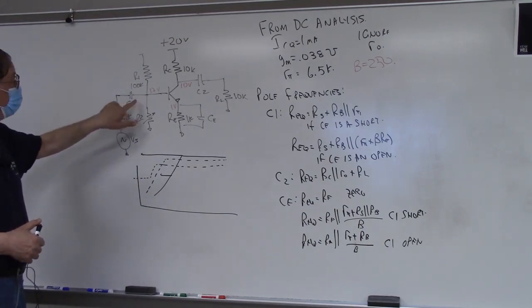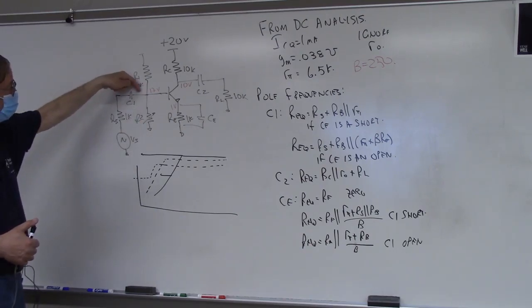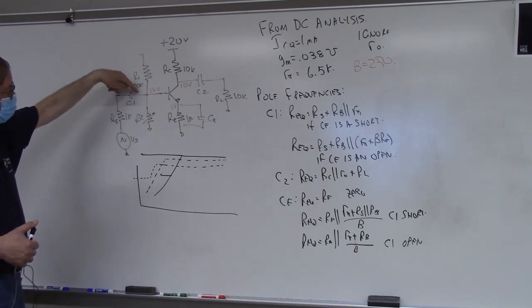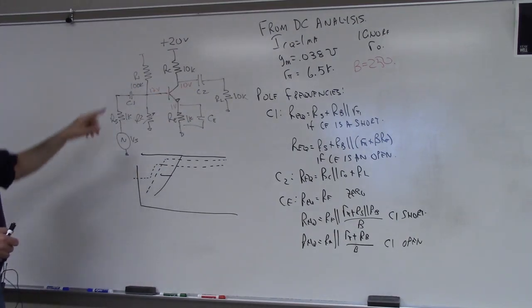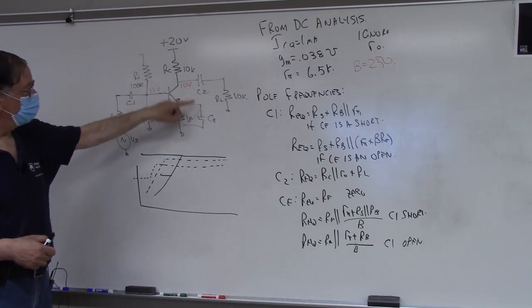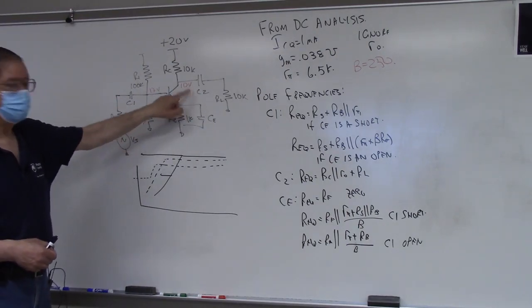We're going to look at, actually we can look at C1 directly. We're going to look at the voltage here and the voltage there and look for a 0.707 drop. But for CE and C2, we're going to slide C1 out of the way and slide C2 out of the way to look at CE. We're going to slide CE out of the way to look at C2.